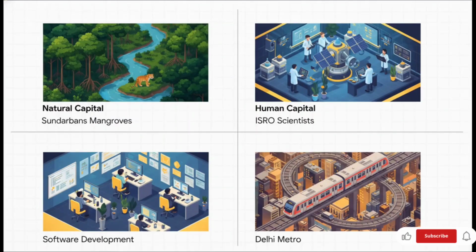And this is where it all clicks into place, right? This makes those abstract ideas totally real, right here in an Indian context. You've got natural capital in the Sundarbans, human capital in our brilliant ISRO scientists, intellectual capital in our booming software industry, and of course, physical capital in things we see every day, like the Delhi Metro.